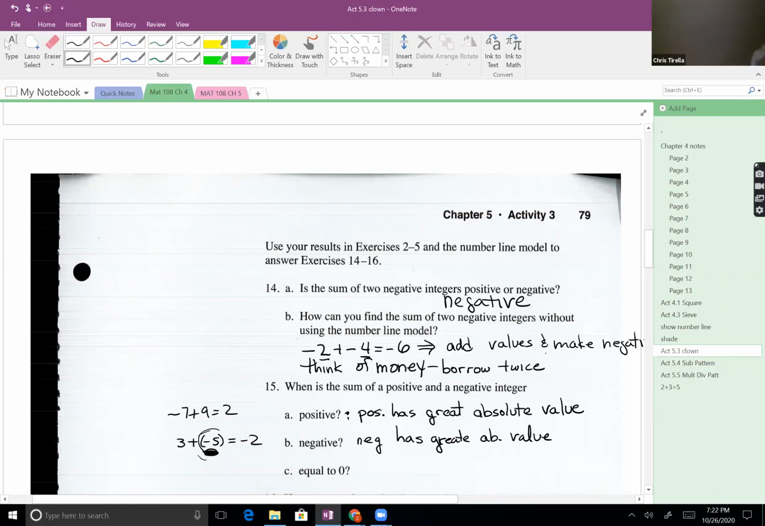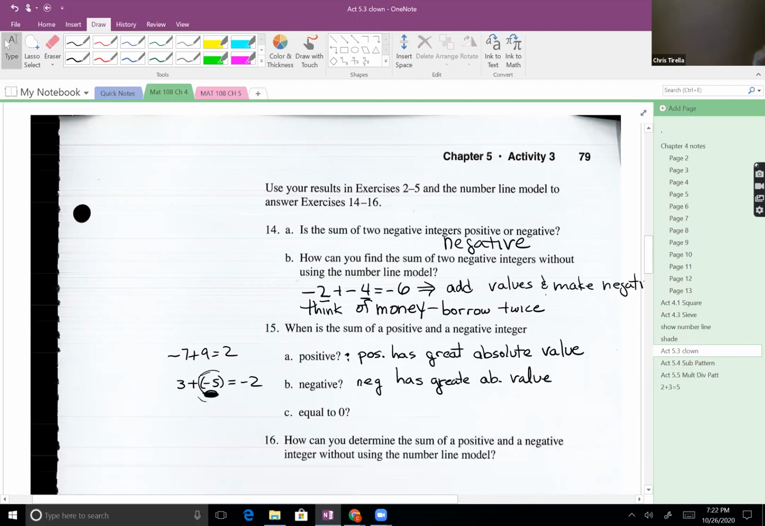When would they equal 0? When they have the same absolute value, like a -4 plus a +4. So if you owe me $4 and you give me $4, you no longer owe me money. Beautiful.